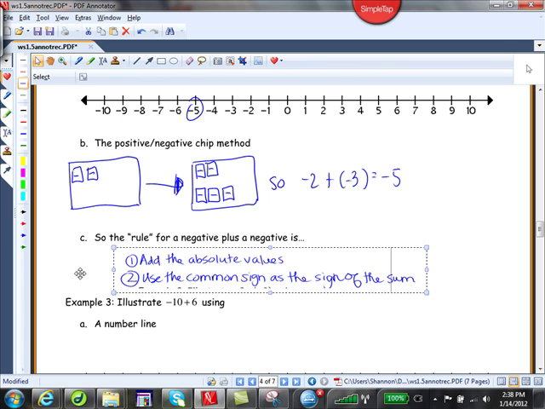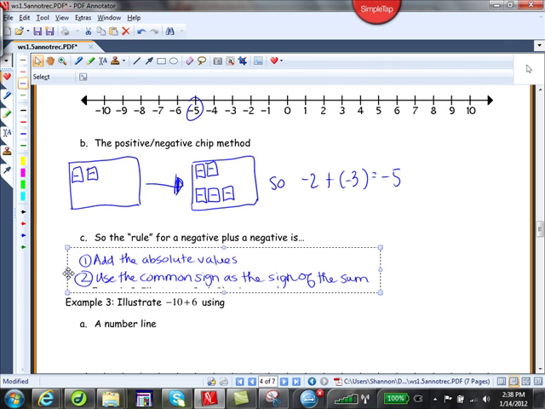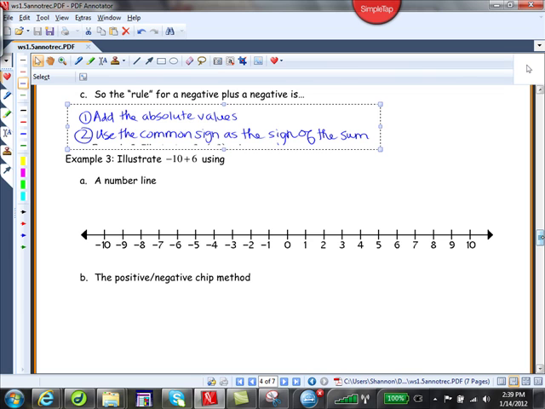Oh, we've got the same rule for each of these. Okay? Alrighty. So now, why don't you go ahead, pause the movie, and work on example 3. Okay, let's see how you did.